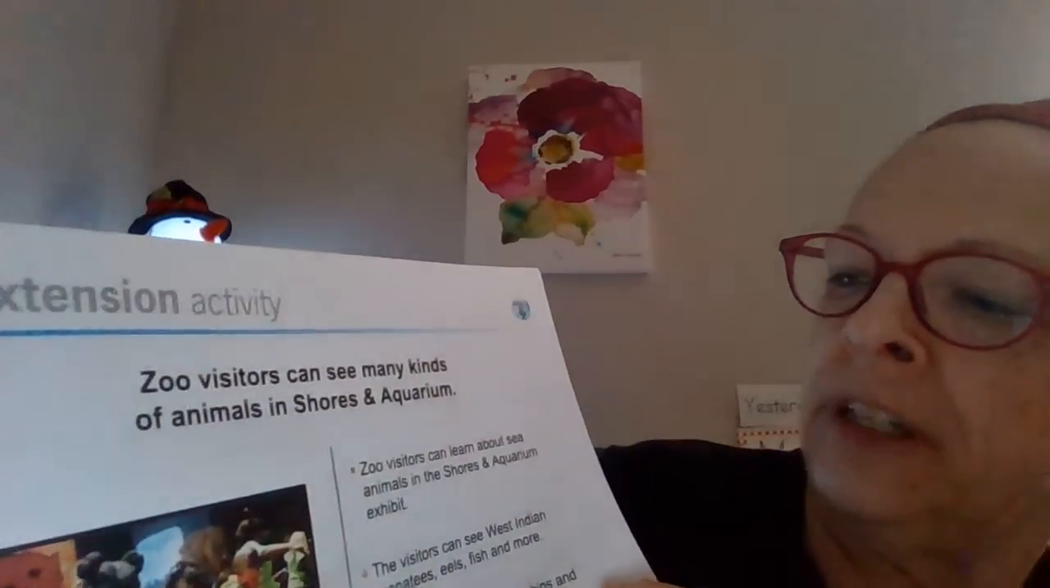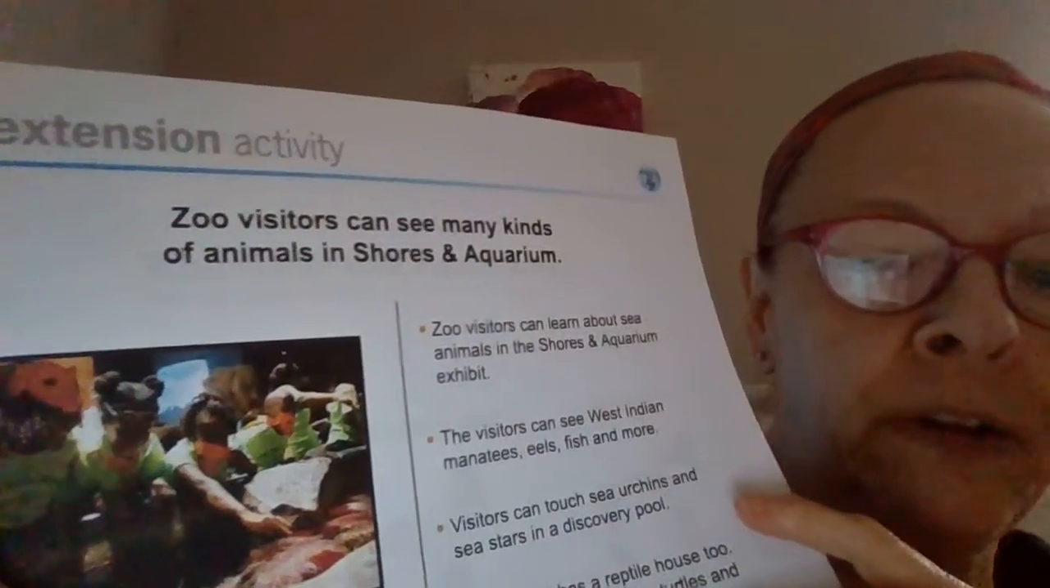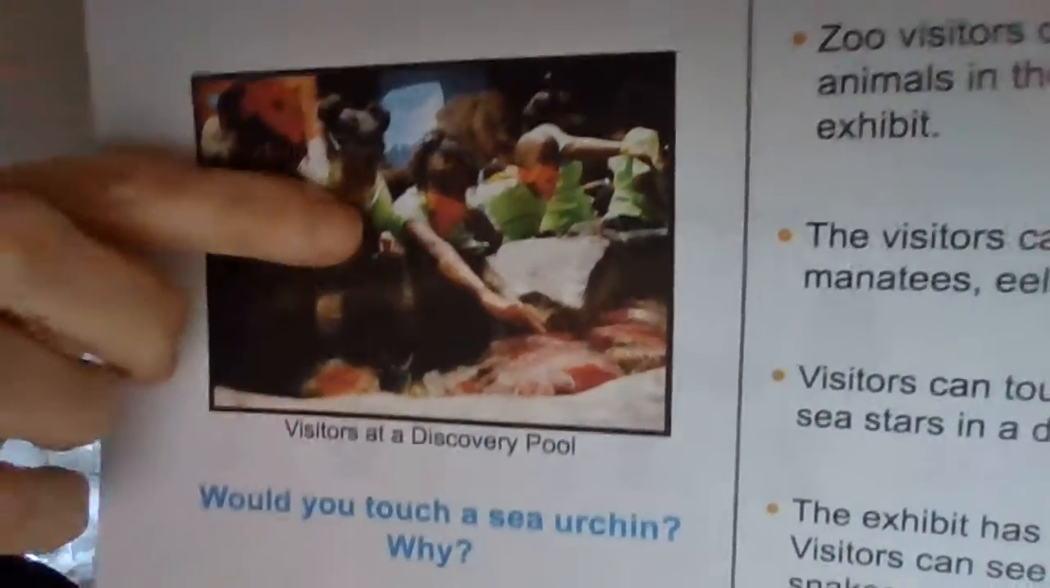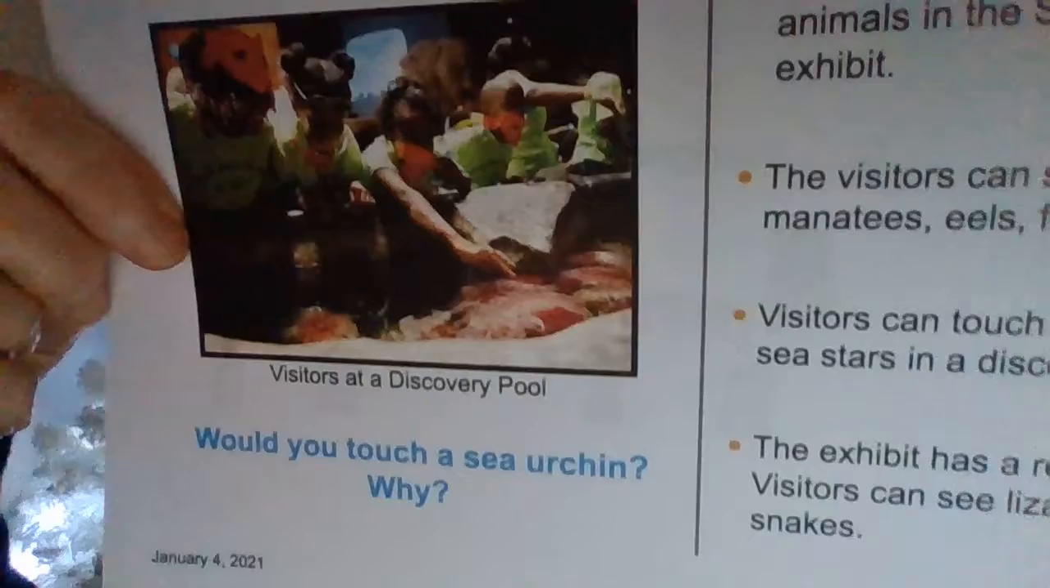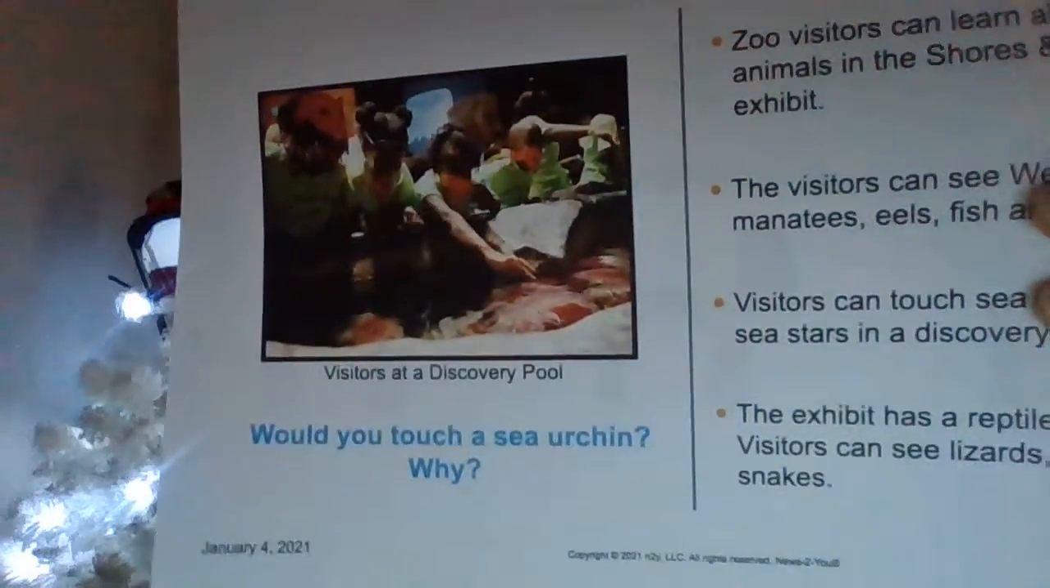Zoo visitors can see many kinds of animals in shores and aquarium. That's another exhibit. So it does things along the ocean and rivers. Right here, their kids are in the Discovery Pond. I don't know, maybe they built one because I haven't been there in a while. I don't know if Roger Williams has one, but that's really cool because they'll have things in there that you can reach in and touch. You can see if they're soft or hard, are they bumpy or are they smooth? Cool.